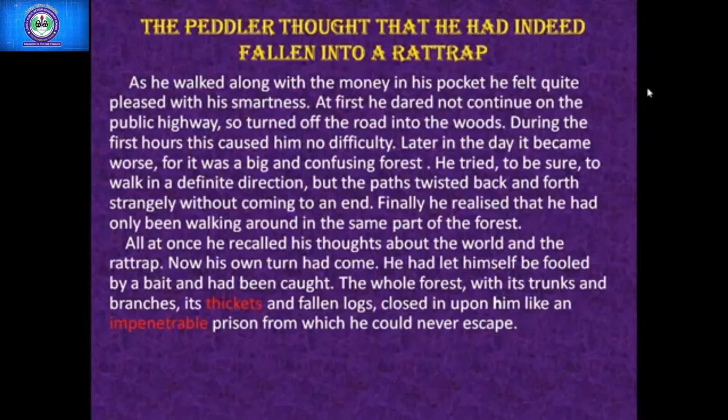During the first hours, this caused no difficulty. Later in the day, it became worse. So initially in the forest, he was walking and walking without much difficulty. But gradually, when the evening started descending, meaning coming down, it was evening, it was winter, he started finding problems because he could not find any way to come out. Ultimately, he saw that he was moving on the same path. Later in the day, it became worse, for it was a big and confusing forest.